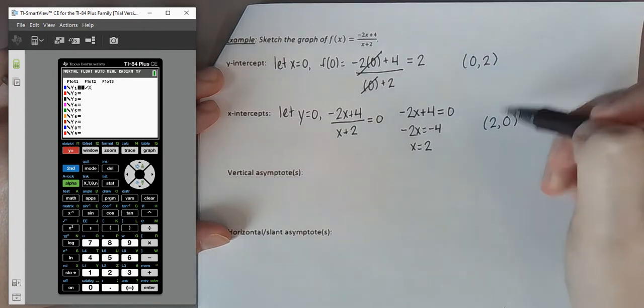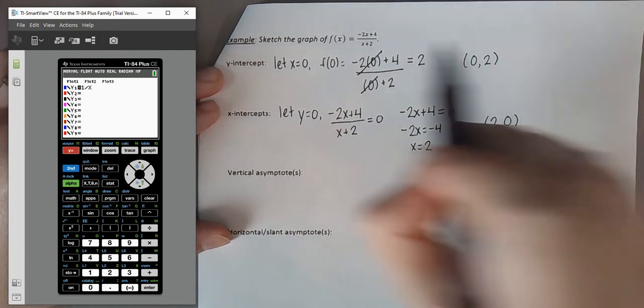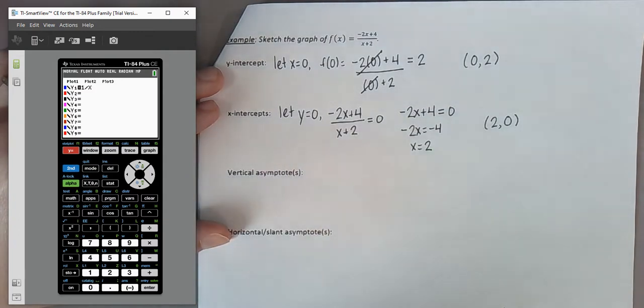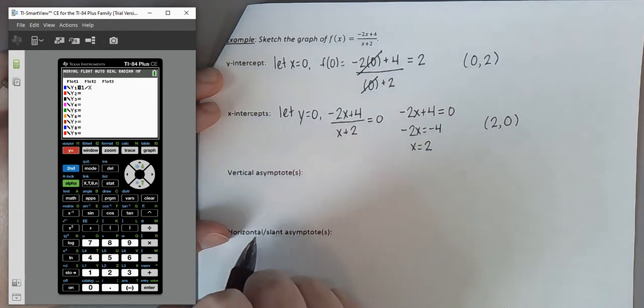It's a coincidence that these were both 2. Don't think of that as a pattern. It just happened for this particular function. Now, asymptotes. This is new for our rational functions. Vertical asymptotes, horizontal or slanted asymptotes.